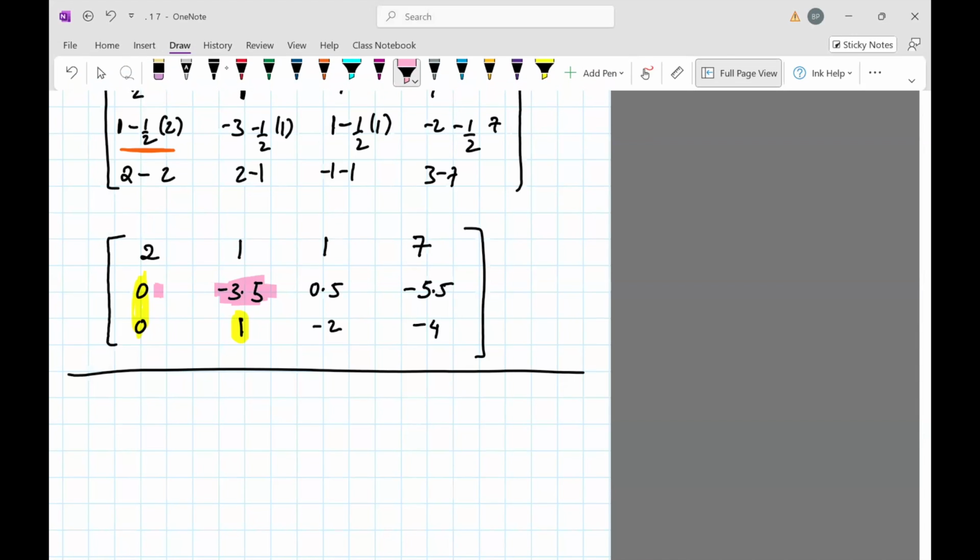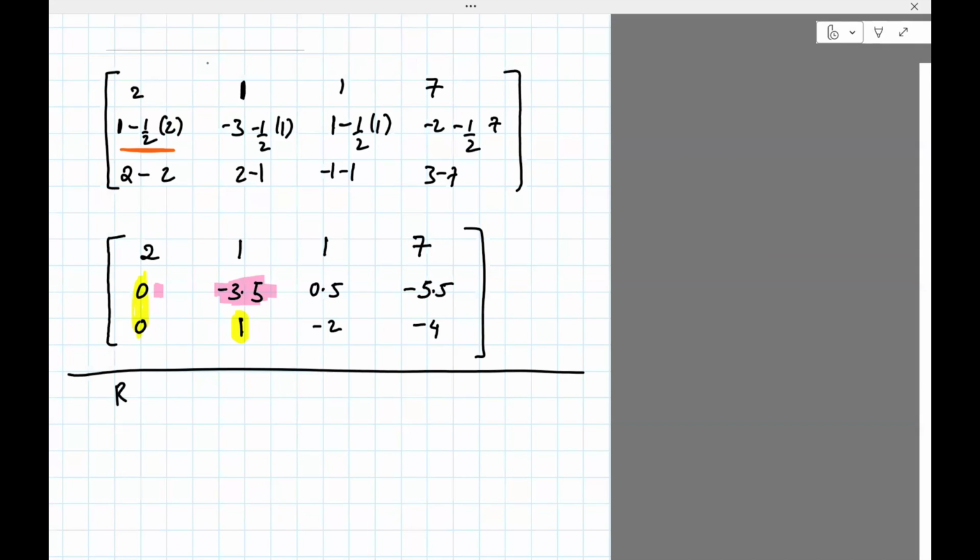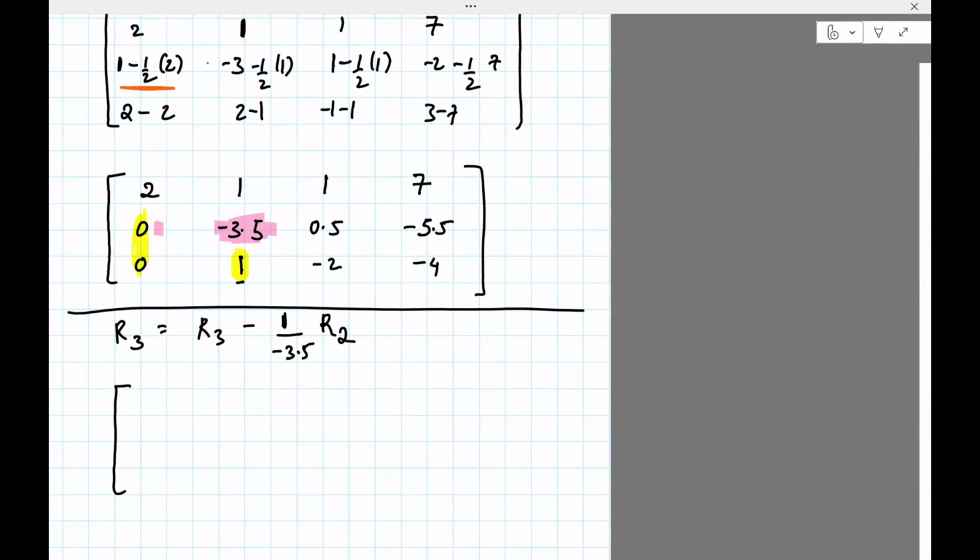So using minus 3.5 as a pivot, we'll use the same idea as before. The new row 3 will be the old row 3 minus, so always the pivot goes down, 3.5 multiplied by this element here, 1, and this is row 2, because row 2 is now my pivot row. So when you do that, you get 2, 0, 0. You'll see that the first column is unaffected.